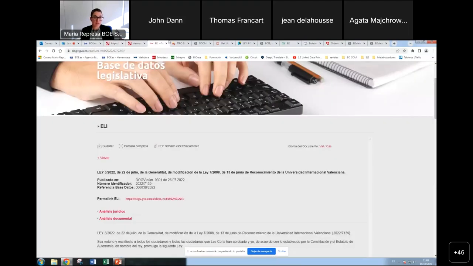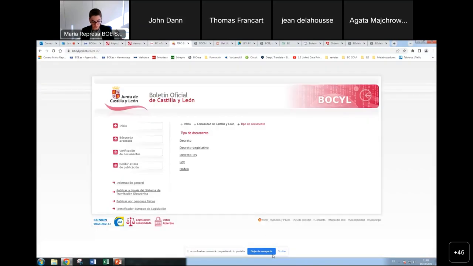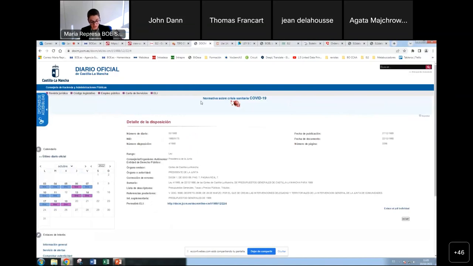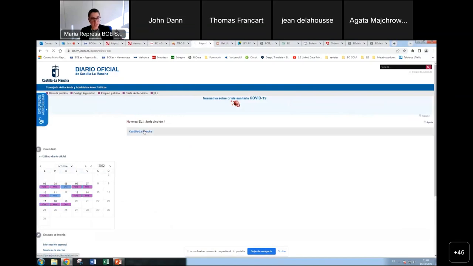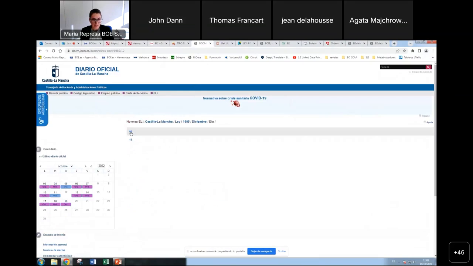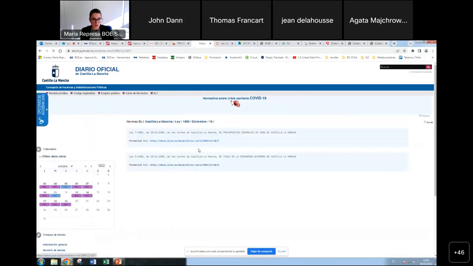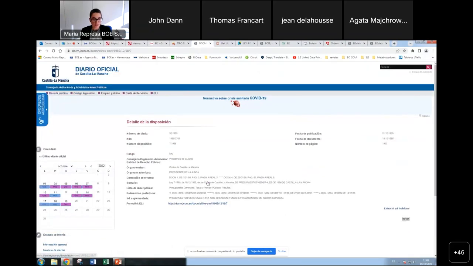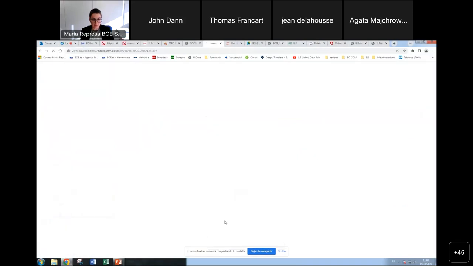is Valencia, Castilla y León, or Castilla-La Mancha, land of Don Quixote, that let us navigate through the different components of the URI until we find the legal resource with its metadata.